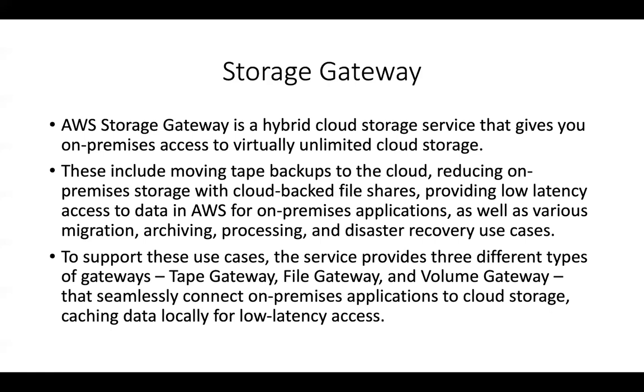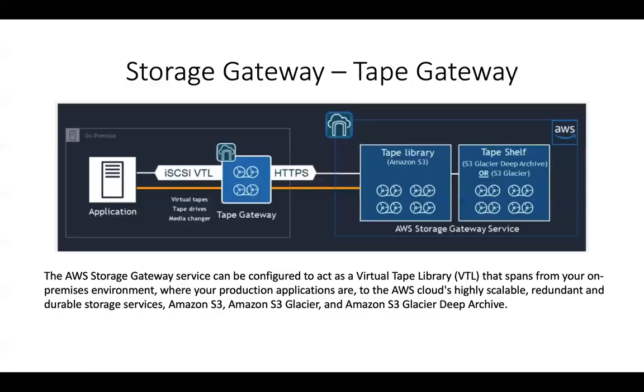So there are three types of gateways. The first type of gateway is called a tape gateway, and then we have file gateway, and then we have volume gateway. And we are going to explore these in much more detail in the subsequent slides with nice diagrams that explain what these are. So we will start off with tape gateway.